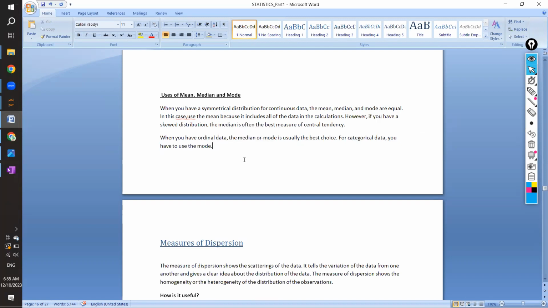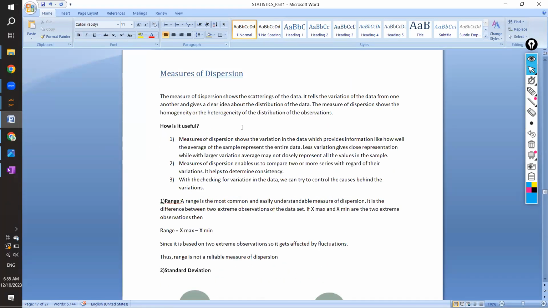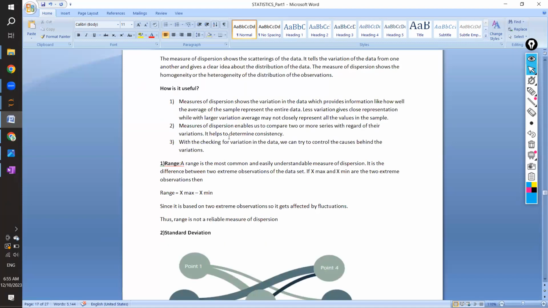Fine. So next thing we are going to see is that the measure of dispersion shows the scattering of the data. It tells the variation of the data from one another and gives a clear idea about the distribution of the data. So the measure of dispersion shows the homogeneity or heterogeneity of the distribution of the observations. So what is dispersion? Fundamentally it's talking about the range of the given data. How it is scattered, like what is the minimum value, what is the maximum value, those things we are trying to understand.